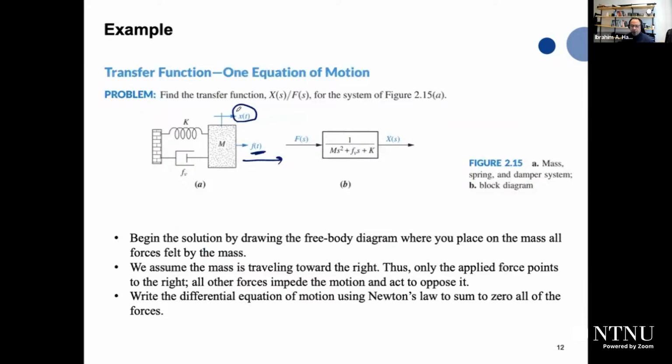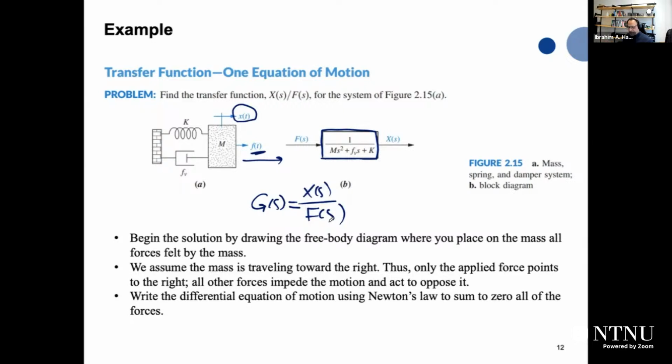This is a very important problem, in fact, because there are many systems which are modeled in this way. So we need to find this equation. Do you see this one? We need to find this transfer function. So the transfer function here, G of S, equals X of S divided by F of S.